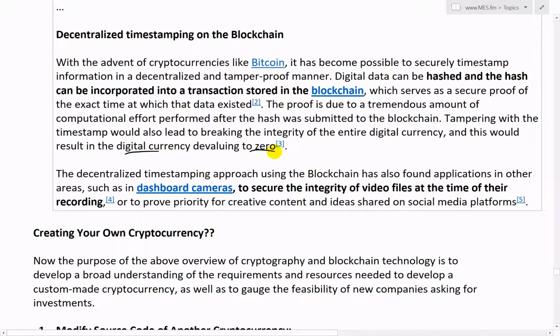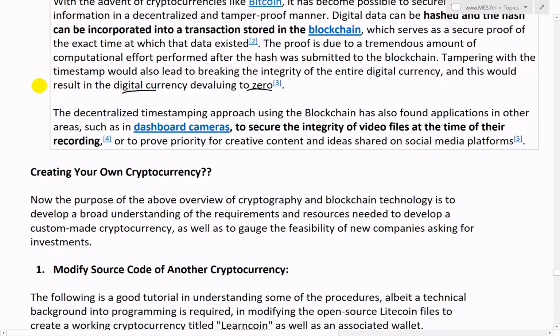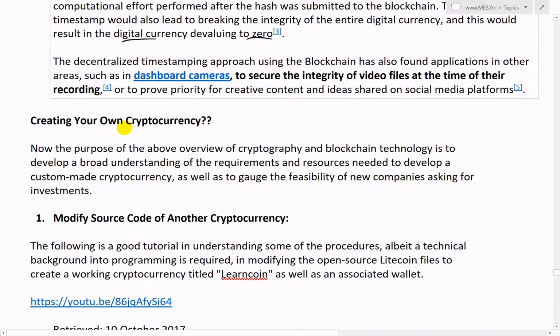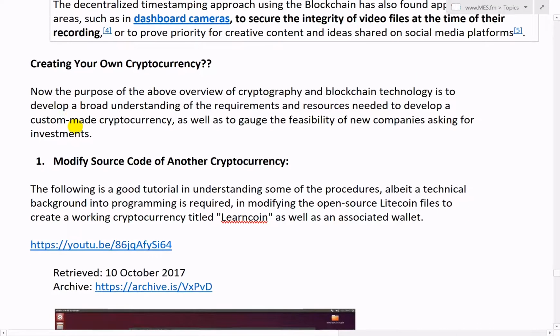Because if you mess up the timestamp, nothing makes sense anymore. No one's going to trust it anymore. So the decentralized timestamping approach using the blockchain has also found applications in other areas, such as in dashboard cameras to secure the integrity of the video files at the time that they're recorded, so you don't get police modifying the cameras or the videos. Or to prove priority for creative content and ideas shared on social media platforms, like Steemit.